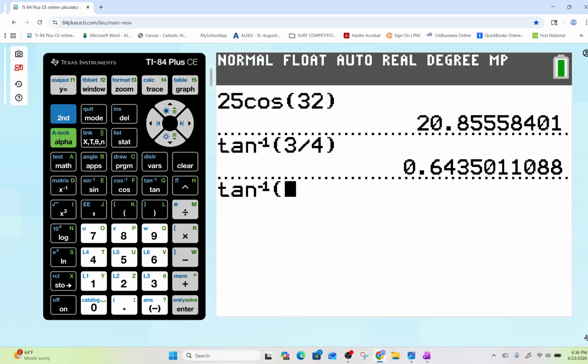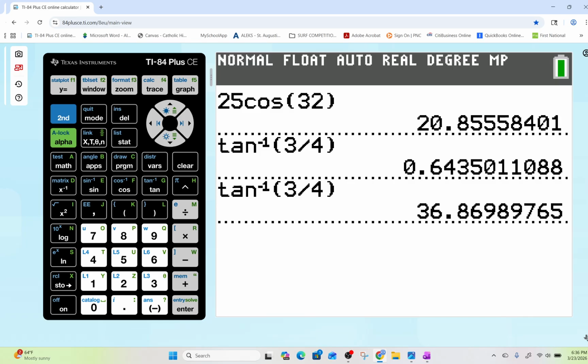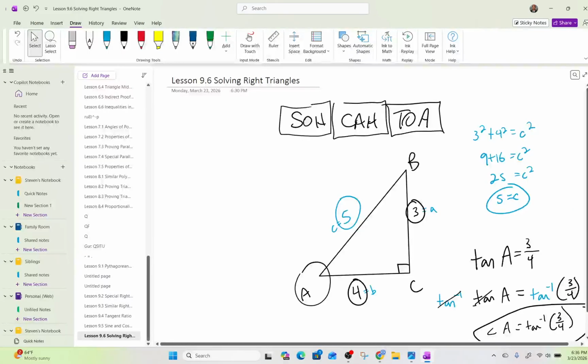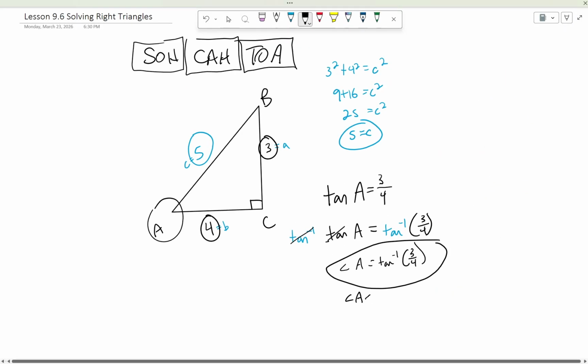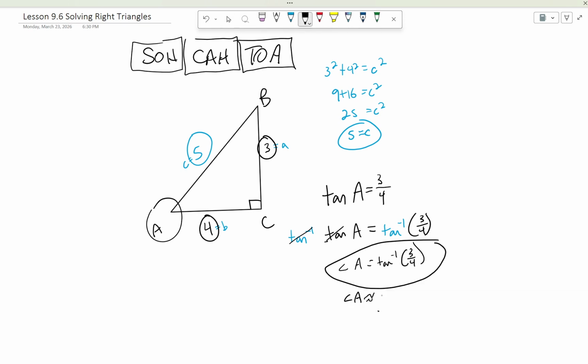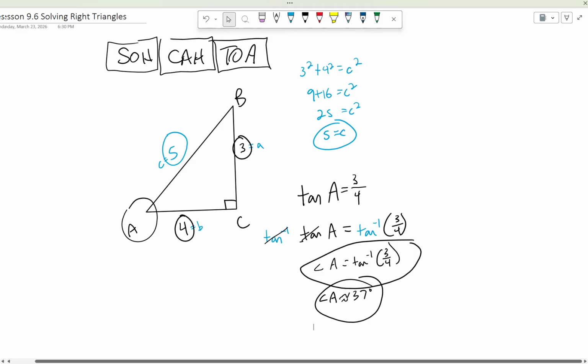My second tangent, 3 divided by 4. And here we're going to get my correct answer, which is about 37 degrees. Okay? 36.89. All right? So angle A is about equal to 37 degrees. Now, let's find angle B.